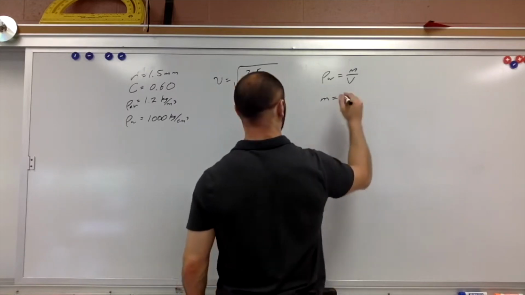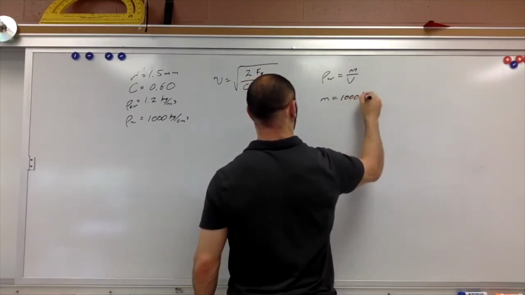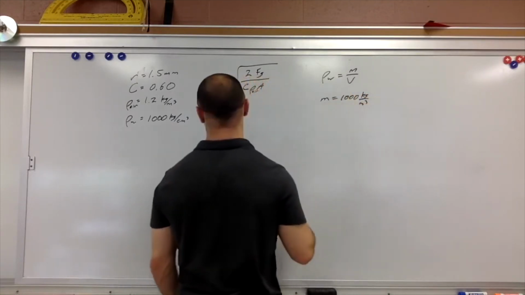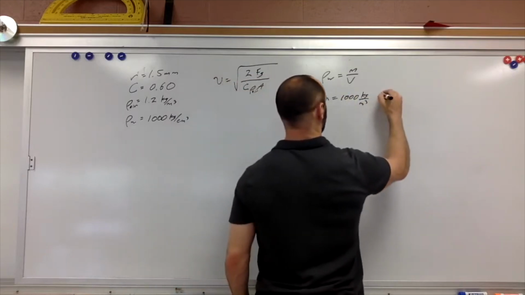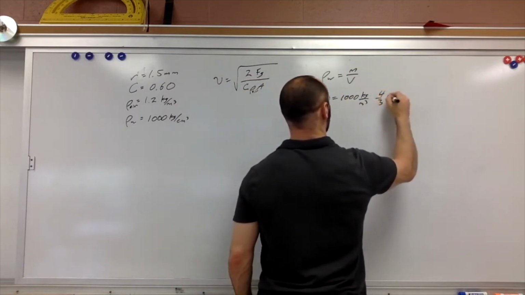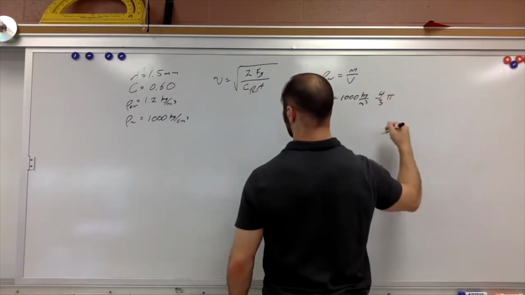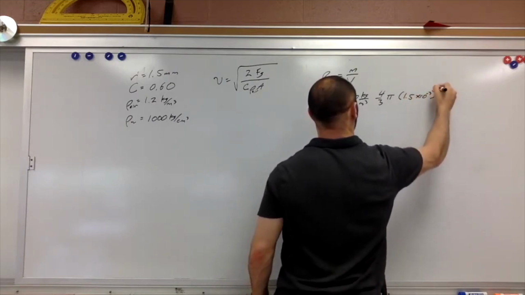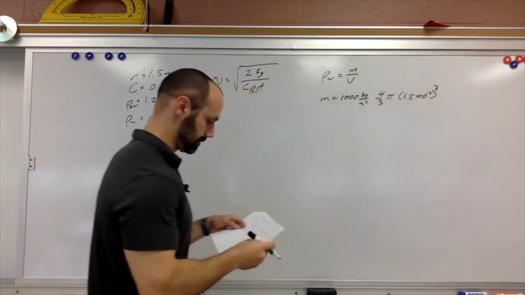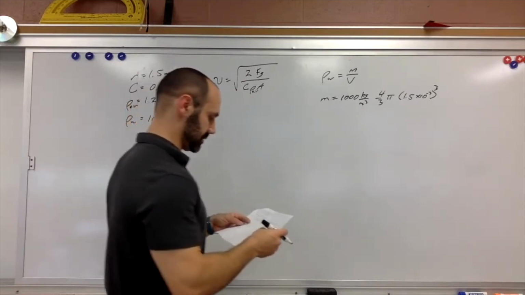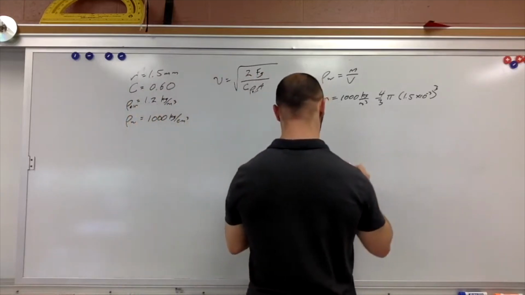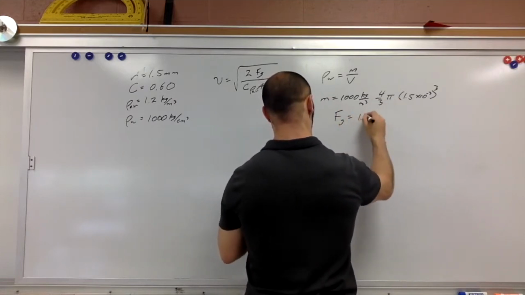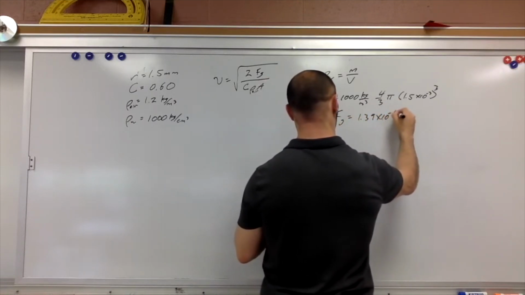Rho is 1,000 kilograms per cubic meter. And the volume of this drop is 4/3 pi r cubed, and r is 1.5 times 10 to the negative third, so we're going to cube that. Okay, so then this tells me that the force of gravity, multiplying this by 10, is 1.39 times 10 to the negative fourth.